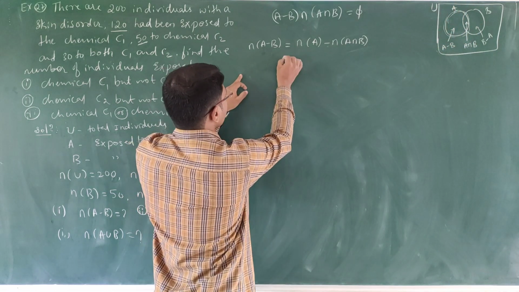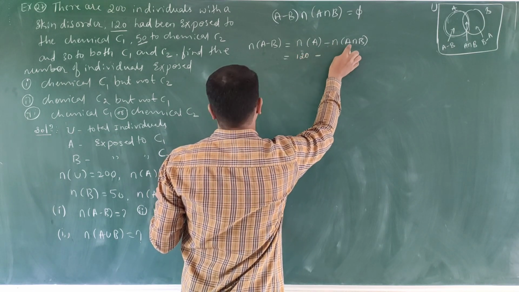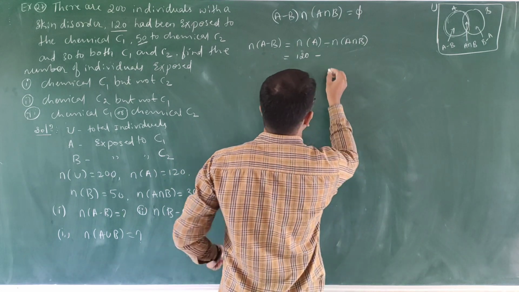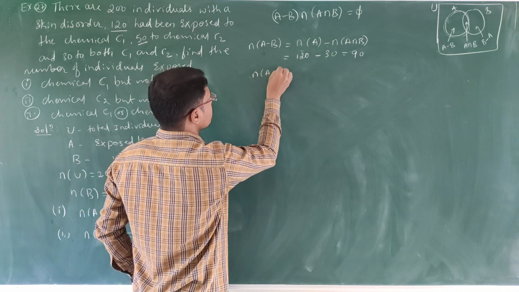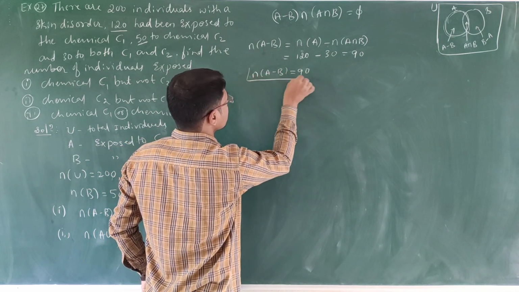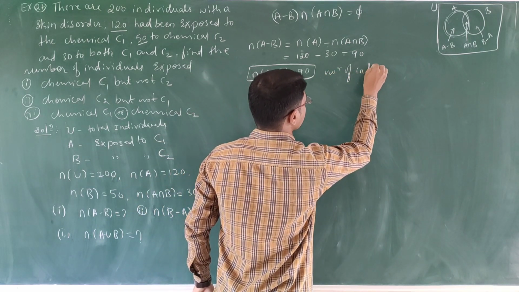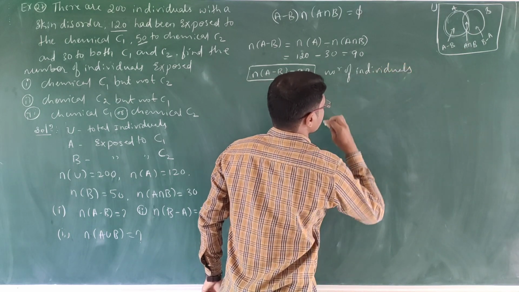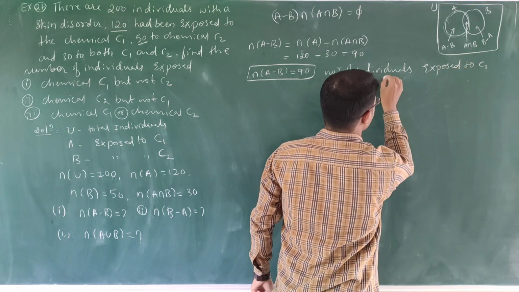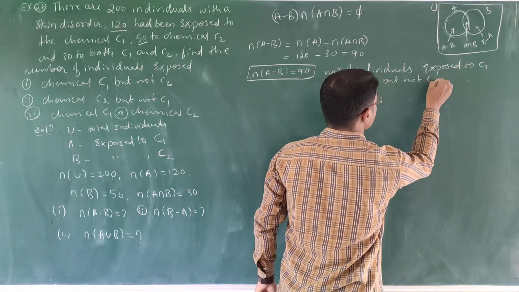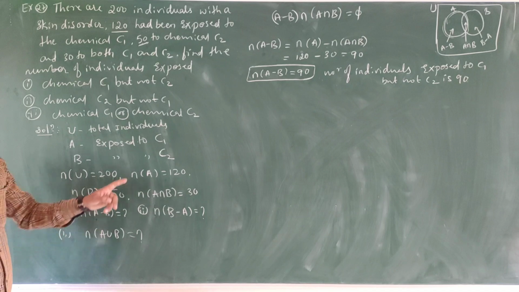Write the given: N of A is 120, N of A intersection B is 30. So this is equal to 90. Therefore N of A minus B is equal to 90. This means the number of individuals exposed to C1 but not C2 is 90. This is the first one, N of A minus B is 90.